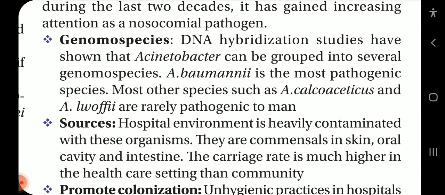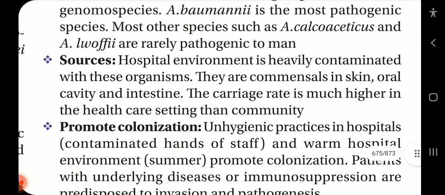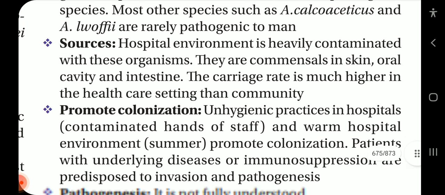Most other species such as A. calcoaceticus and A. lwoffii are rarely pathogenic to man. Sources: the hospital environment is heavily contaminated with these organisms. They are commensals in skin, oral cavity, and intestine. The carriage rate is much higher in the healthcare setting than in the community.